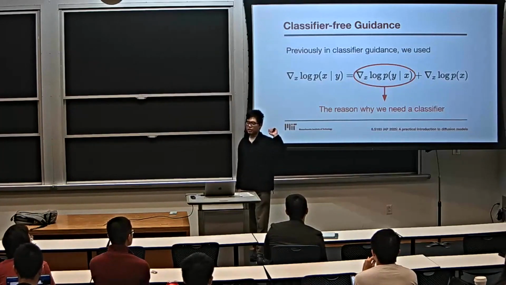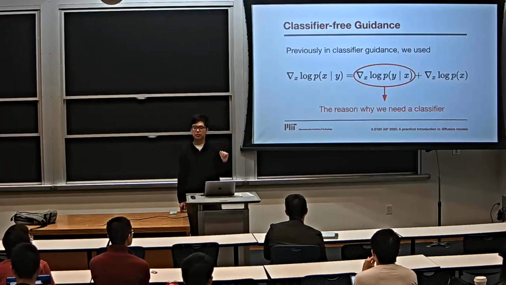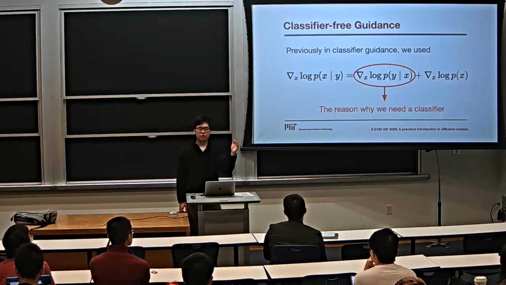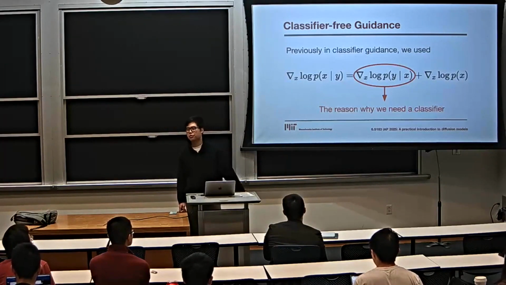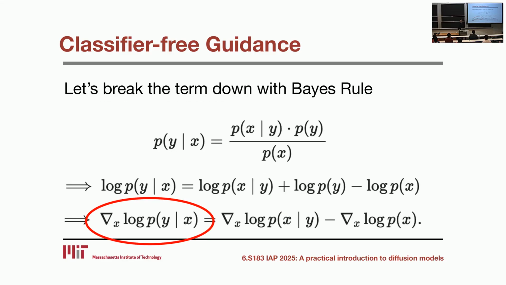And as I said earlier, such a classifier is highly undesirable, and we want to get rid of it for many reasons. For example, it can only handle discrete classes. You have to train it on noisy images, which is really weird. And third, people just don't like to train a separate neural network. And to avoid doing that, let's tackle this difficult term.